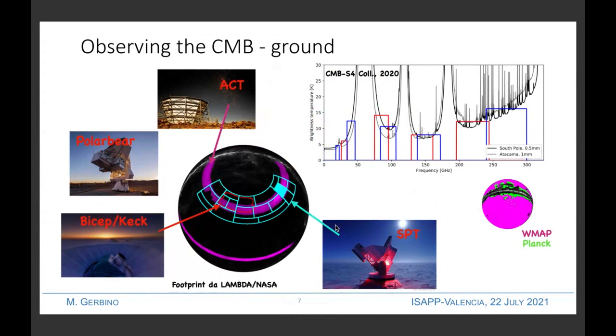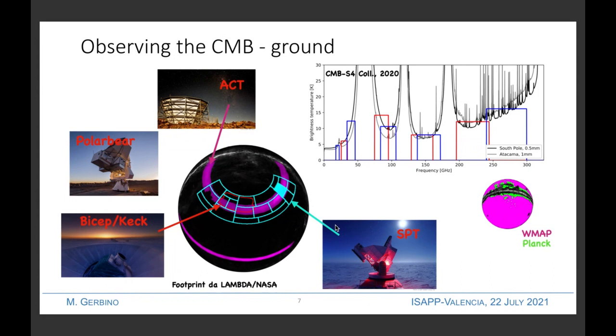We can also observe from the ground. As I said, we have to be a little more careful because we cannot observe at many different frequencies. There are only a few frequency windows that are clean enough from atmospheric contamination that we can use. But nevertheless, the ground has its own advantages because we can build much larger facilities. In space, we have limited room because we have to launch the payload on rockets, and there is not much space in the rockets in order to fold very large telescopes, for example. But on the ground, on Earth, we can build very large facilities.